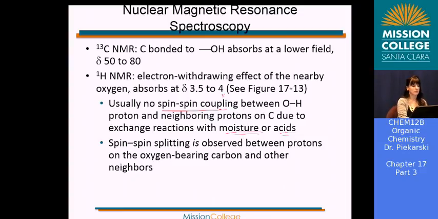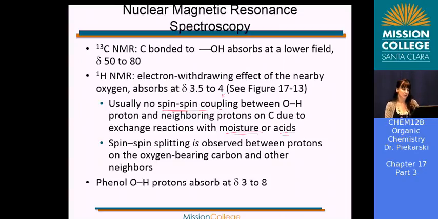But just so you know, spin-spin splitting is observed between protons on the carbon atom and neighbors, but it just won't be split by the OH itself. So in the next slide, I'm showing you propanol. Oh yeah, and the phenol protons, once again, they kind of move around. Same thing.